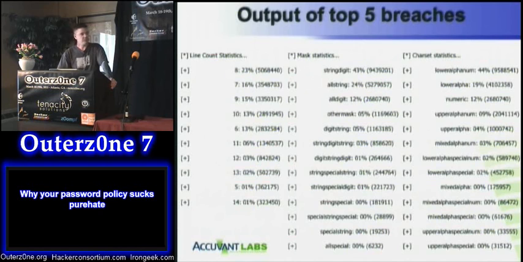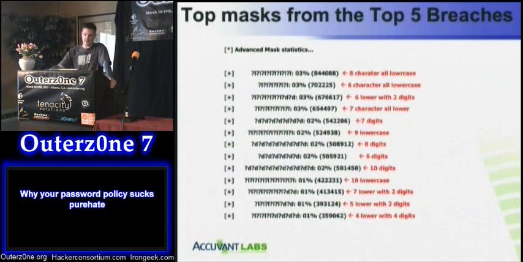All right, so what I did here was I put all the password lists from those top 5 breaches together, and I did a little bit of analysis. Basically this is telling me the exact same thing that I already knew, that 8 characters is the most popular line count, and lower alphanumeric is the most popular character set of passwords. And then what I can do is get my top 5 masks out of here. These masks work in Oclhashcat and Hashcat, which is why I use these masks and why we made this tool to do this.